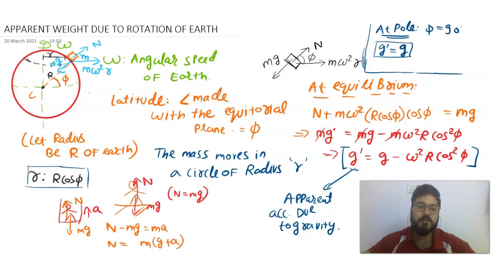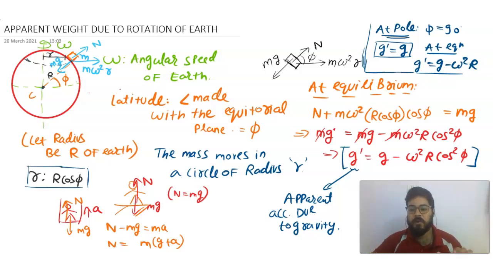Whereas at the equator, what will this be? Phi will become 0, so this will become g minus omega square r. At the equator, g dash will be g minus omega square r. That means that at the equator, the body's apparent weight will be least, and at the pole, the body's apparent weight will be maximum. So this is the concept of apparent weight due to the rotation of Earth. Thanks a lot.